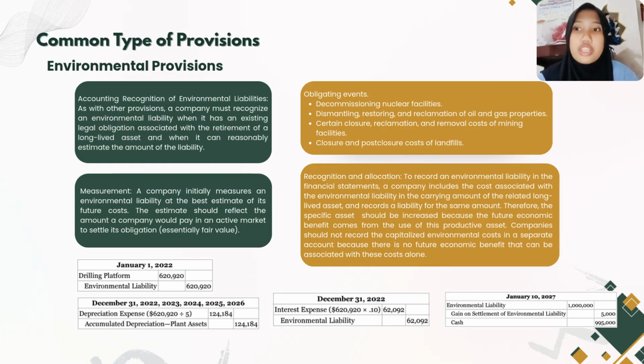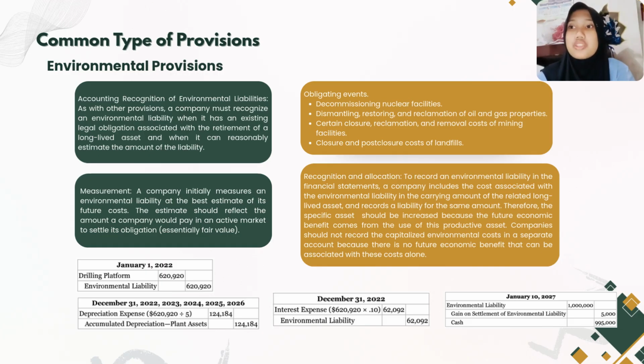So, for accounting recognition of environmental liabilities, as with other provisions, a company must recognize an environmental liability when it has an existing legal obligation associated with the retirement of long-lived assets and when it can reasonably estimate the amount of the liability. Now, examples of existing legal obligations that require recognition of liability include but are not limited to: first, decommissioning nuclear facilities; second, dismantling, restoring, and reclamation of oil and gas properties; third, certain closure, reclamation, and removal costs of mining facilities; fourth, closure and post-closure costs of landfills.